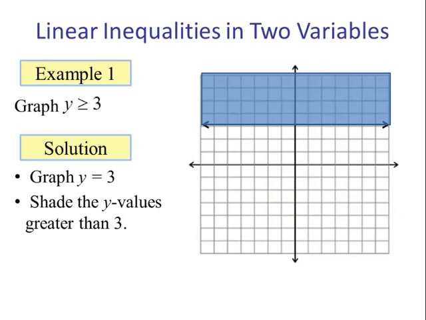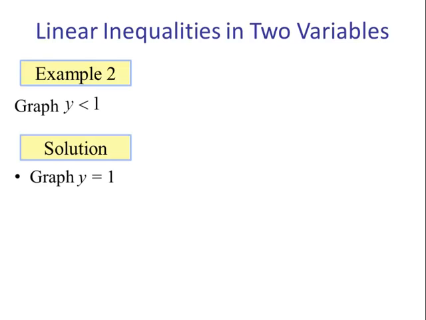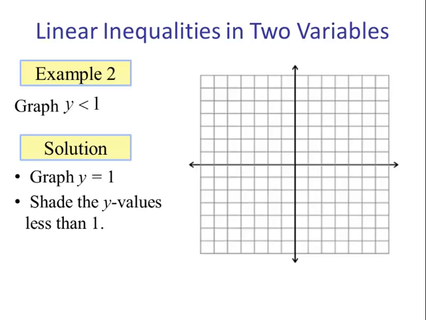Let's do another example. Example 2. Graph y less than 1. Again, we want to think of that as an equation. Then we want to shade all y values that are less than 1. So we have our graph. We go to 1 and draw a horizontal line on the y-axis.